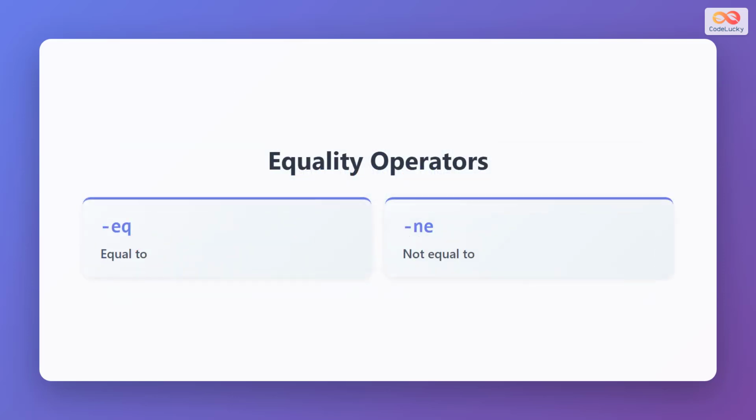Now let's look at the first category, equality operators. There are two operators in this group. First, we have -eq, which stands for equal to. This operator checks if two values are exactly the same. Second, we have -ne, which means not equal to. This operator checks if two values are different from each other. These are probably the most commonly used comparison operators because testing equality is such a frequent requirement in scripting. You'll use -eq when you want to verify that something matches an expected value, and -ne when you want to ensure something is different.